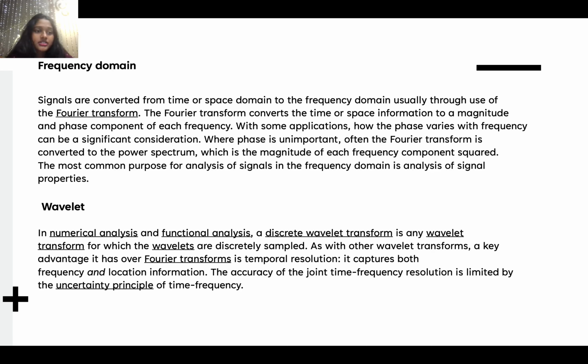Frequency domain. Signals are converted from time or space domain to frequency domain through the use of the Fourier transform. The Fourier transform converts the time or space information to a magnitude and phase component of each frequency. With some applications, how the phase varies with frequency can be a significant consideration. Where phase is unimportant, often the Fourier transform is converted to the power spectrum, which is the magnitude of each frequency component squared. The most common purpose of analysis of signals in the frequency domain is analysis of signal properties.